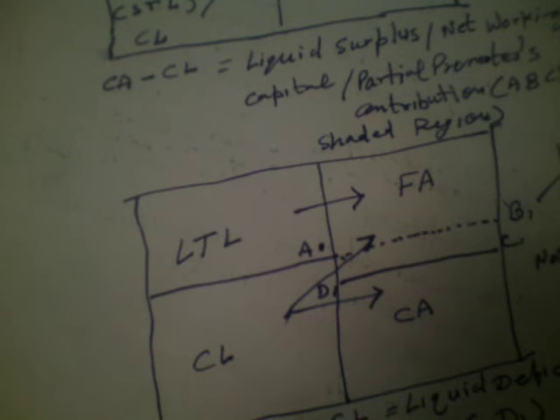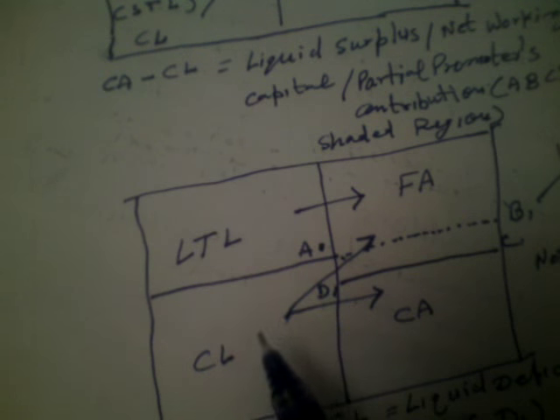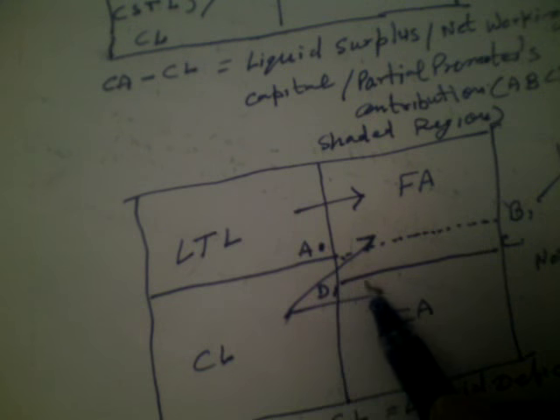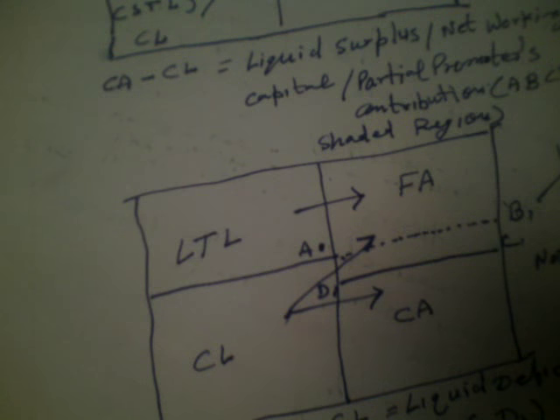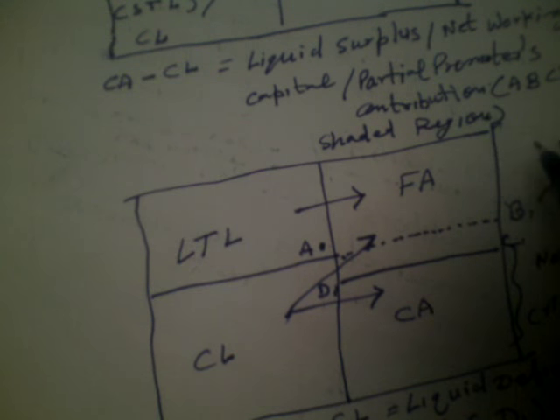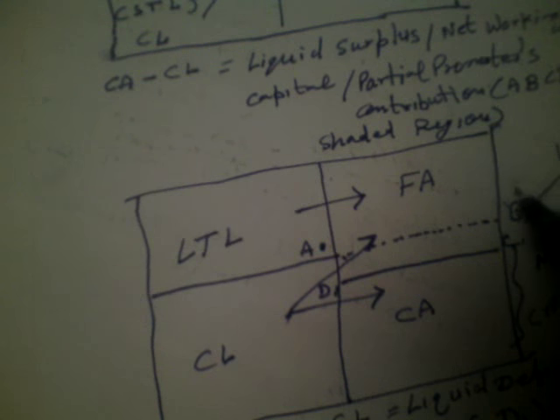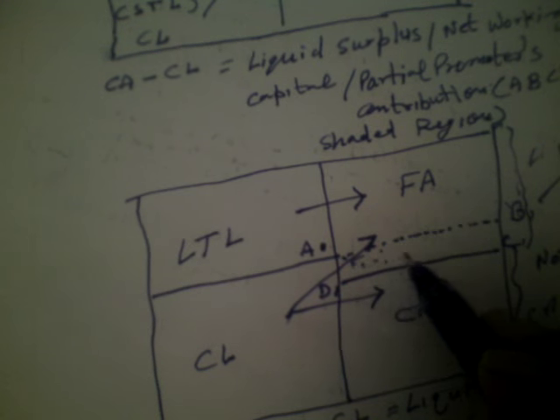Here there is some difference between the above figure and this figure. Here long-term liabilities are less than fixed assets. So fixed assets are here up to this point. So these are current assets. So these are fixed assets, which includes this dotted portion.